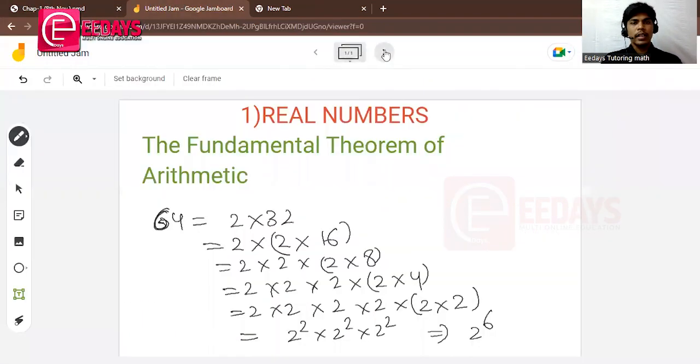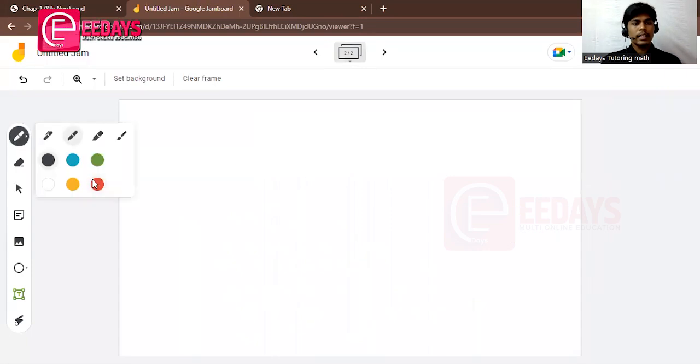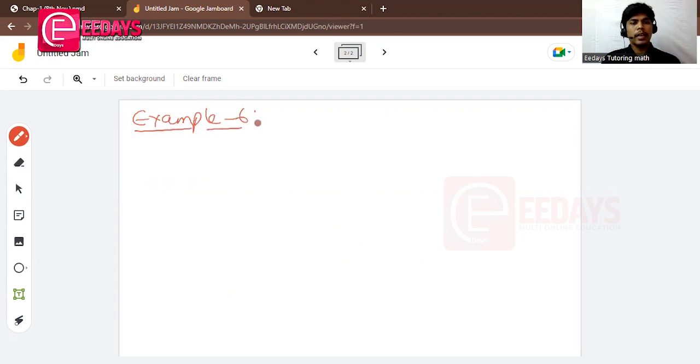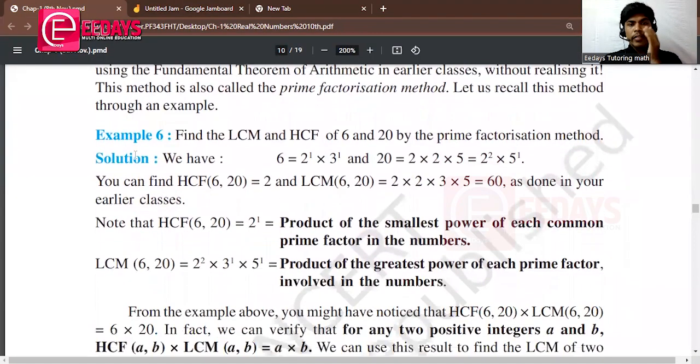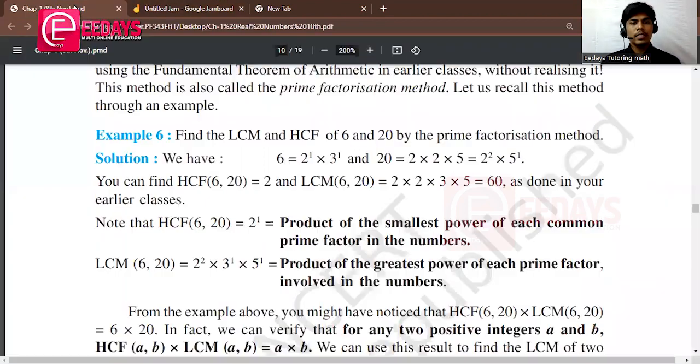Let's solve this question. Example 6. Let's try with example 6. Why? Because if you solve example sums also, sometimes in exams they change the numbers and give the same question type as the examples. Okay. Let's solve the example. Here we need to find LCM and HCF of 6 and 20. So we need to find the LCM of 6 and 20 and the HCF of 6 comma 20.